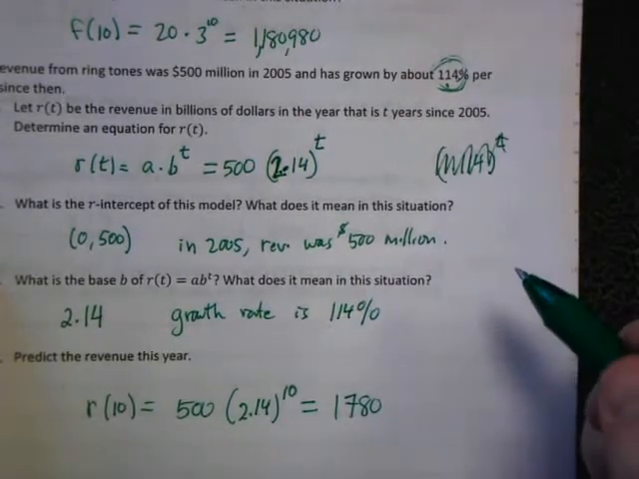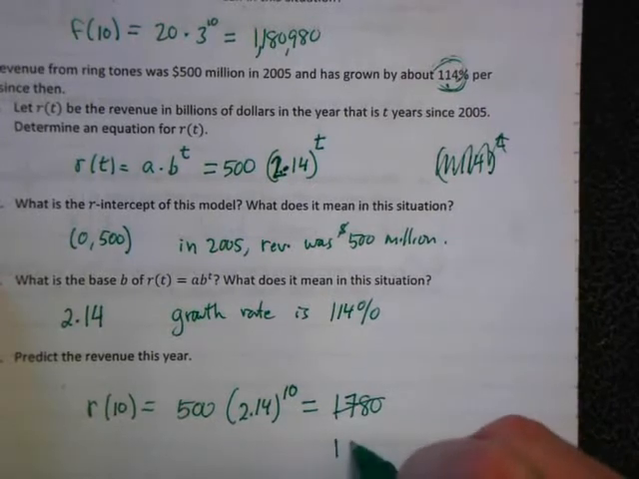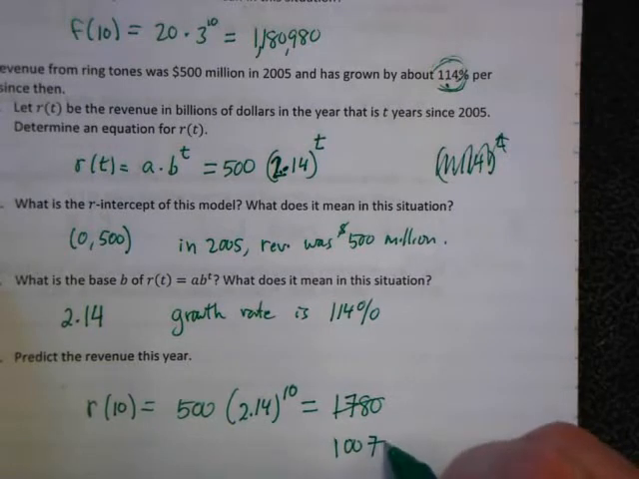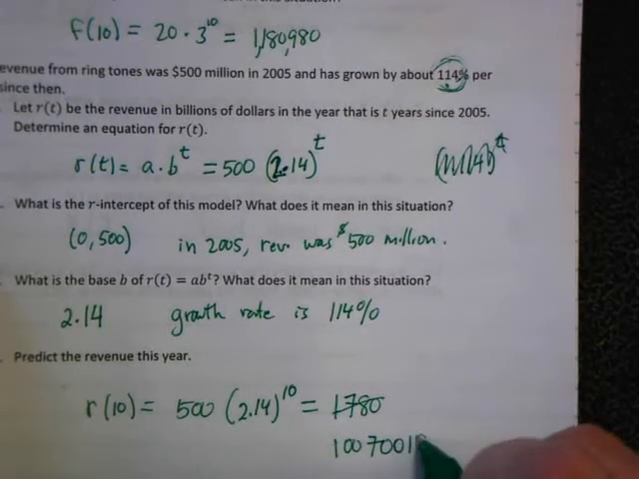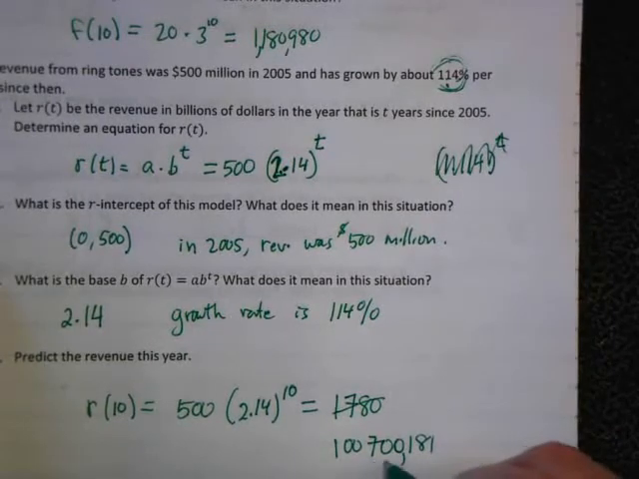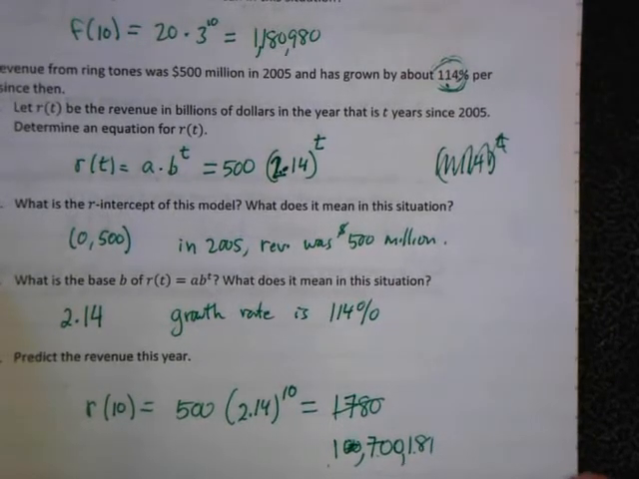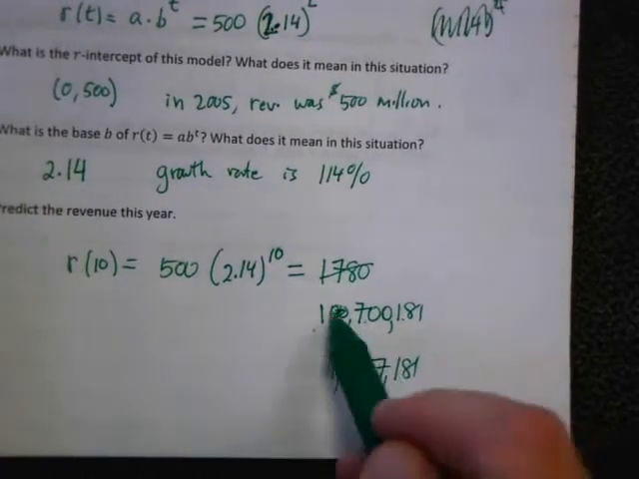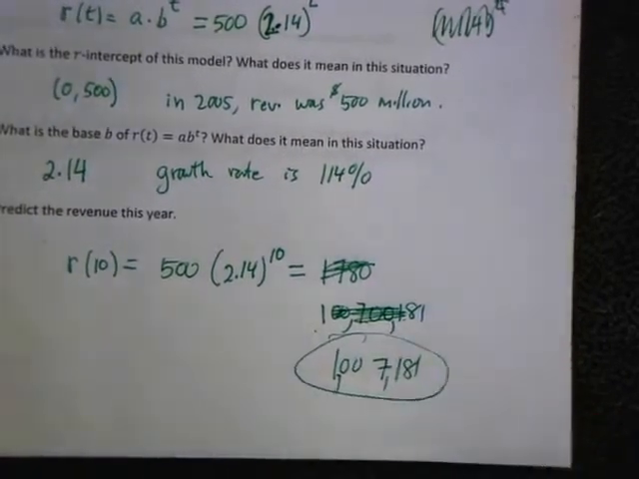$1,780,000. 1,007,181. I got too many zeros here. 1,007,181. Like that? Yes, all right. See, that's why I should bring my own calculator.